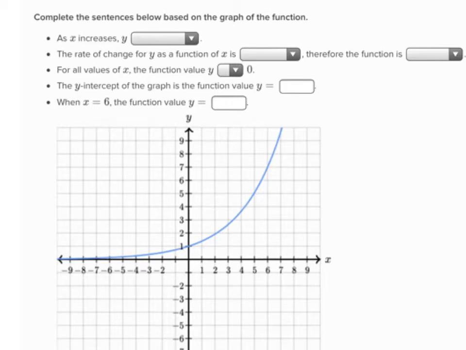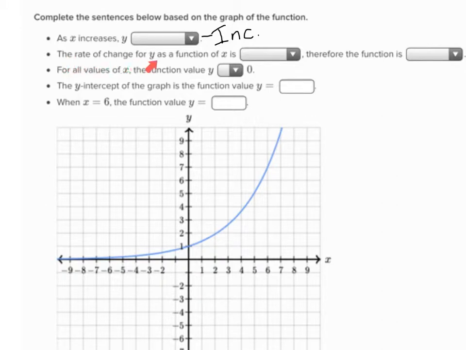Okay, so this problem right here says complete the sentences below based on the graph of the function. As x increases, what happens to y? Well, look right here. When x is 0, y is 1. When x is 2, y is 2. So when x got bigger, y also got bigger. So when x increases, y also increases.